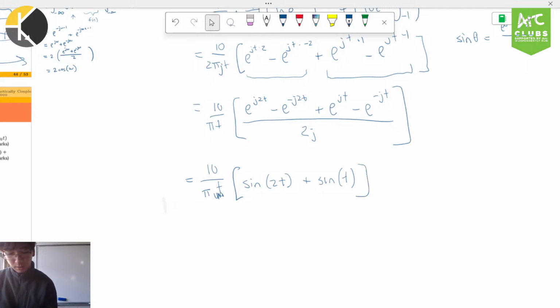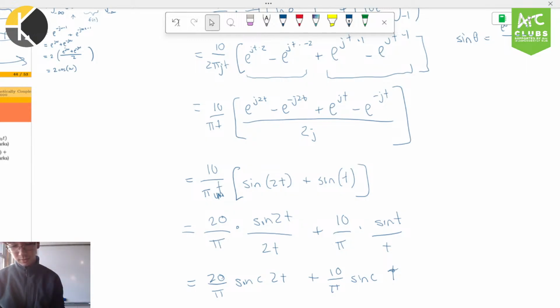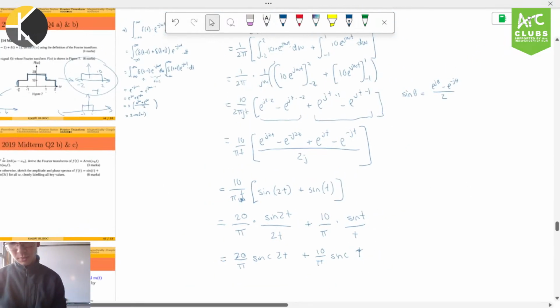Cool. And last but not least, we can actually express these as sinc functions. So we have 20 on pi multiplied by sine of 2t over 2t plus 10 on pi multiplied by sine of t over t. And that will give us 20 on pi sinc 2t plus 10 on pi sinc t. Alright. Does anyone have any questions there?